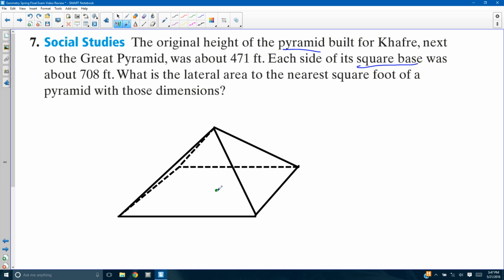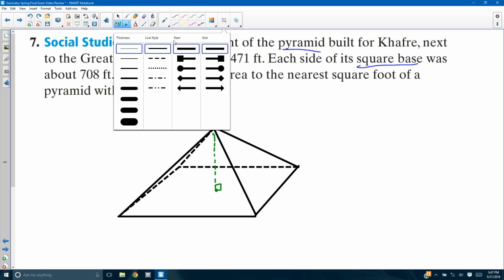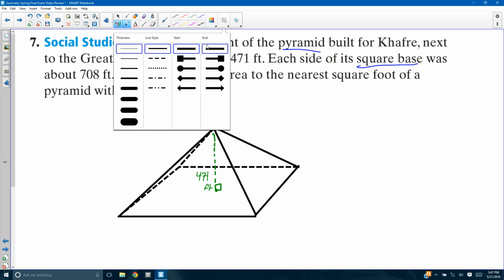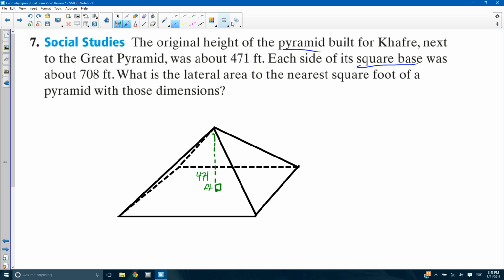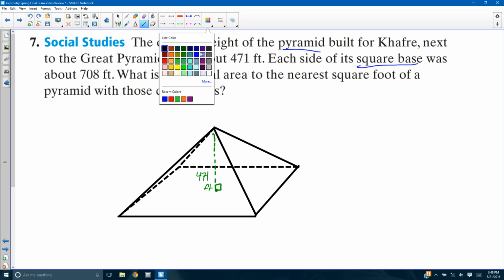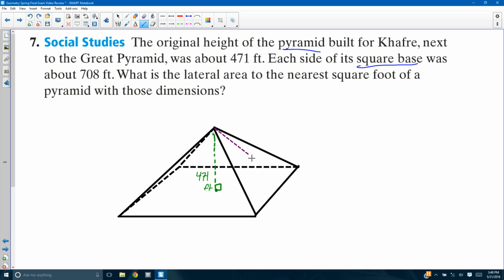That is from center up to the crown. This height here is 471 feet, not the slant height, which means we don't know the slant height yet. They didn't tell us, and we need it because we're doing not surface area, but lateral area, which uses slant height. So we got to find this guy right here.